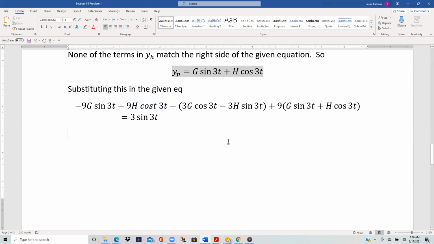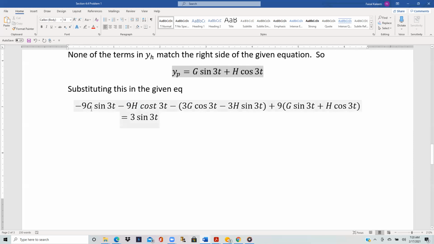Okay, so now we've substituted. This one was y double prime, the second derivative of this expression. This one was y prime. Remember, we had y double prime minus y prime plus 9y equals 3 sine 3t. So the next step will be to simplify the left-hand side. And now let's collect the like terms.